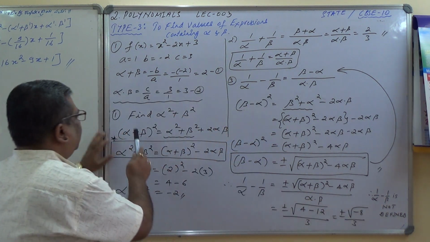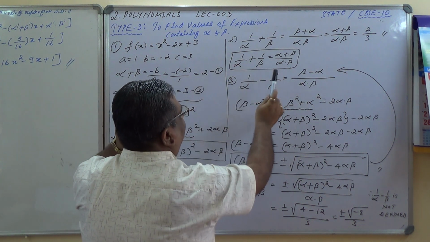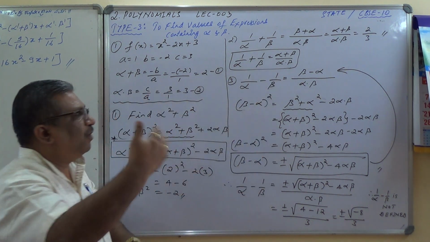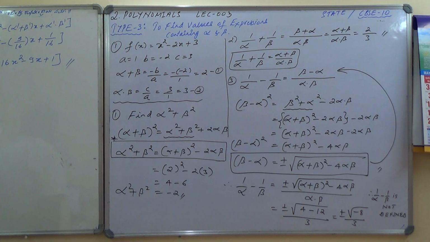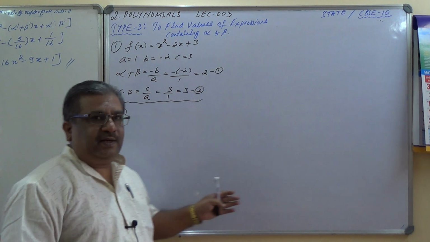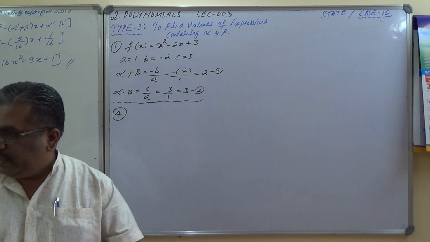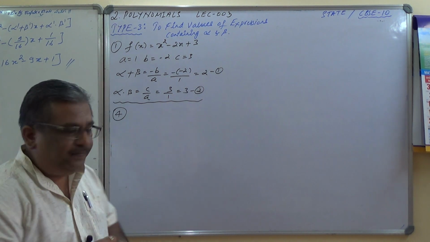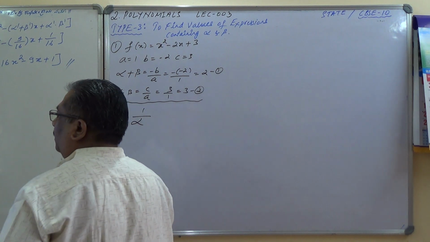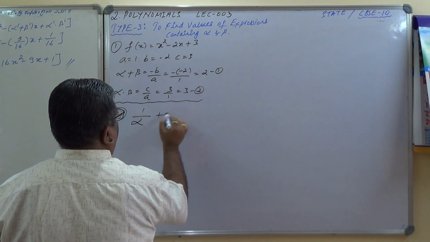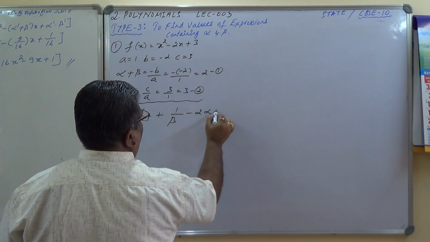So I have found out alpha square plus beta square, 1 by alpha plus 1 by beta. Third one is this one. Next, fourth one I'll take. Please note it down. Let me take a few more such questions. 1 by alpha plus 1 by beta minus 2 times alpha into beta. 1 by alpha plus 1 by beta minus 2 alpha beta.